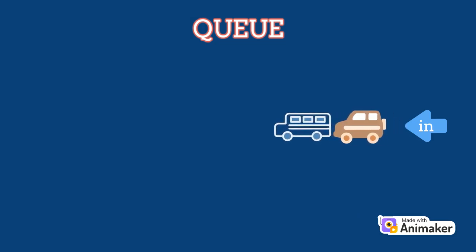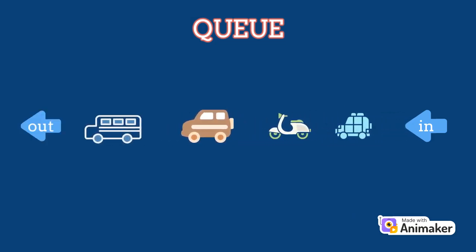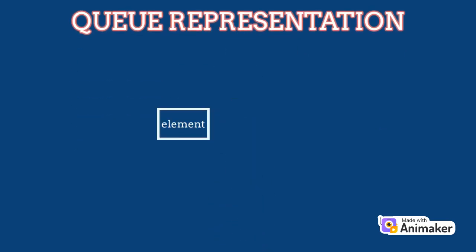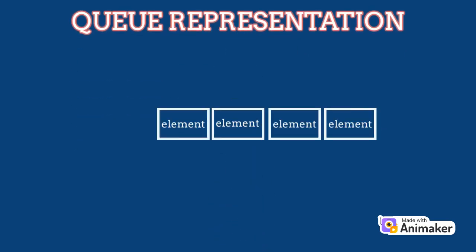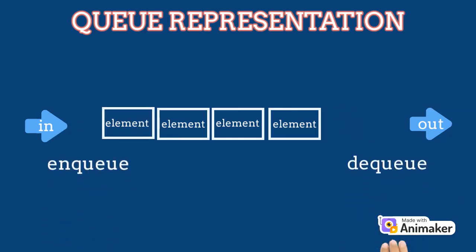A real-world example of queue can be a single-lane one-way road, where the vehicle that enters first exits first, and the vehicle that enters last exits last. More real-world examples can be seen as queues at ticket windows and bus stops. Just like stacks, queue could be implemented using array, linked list and structures. This is how a queue is represented in data structure. The insertion of an element is called enqueue and deletion of an element is called dequeue.